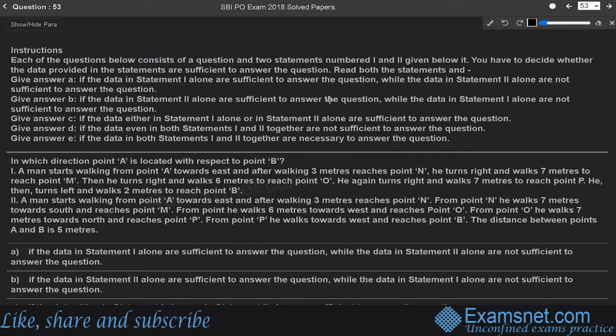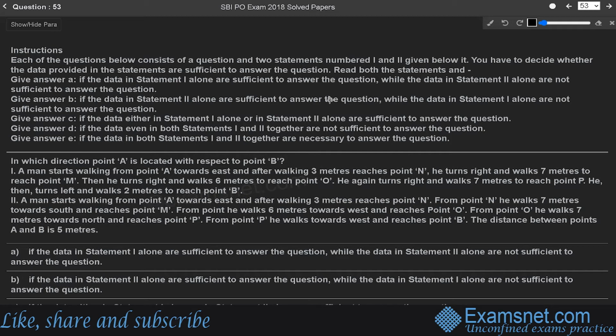Statement 2 is, a man starts walking from point A towards east and after walking 3 meters reaches point N. From point N, he walks 7 meters towards the south and reaches point M. From point M, he walks 6 meters towards west and reaches point O. From point O, he walks 7 meters towards the north and reaches point P. From point P, he walks towards the west and reaches B. The distance between A and B is 5 meters. So the distance is given here between A and B, which is 5 meters.